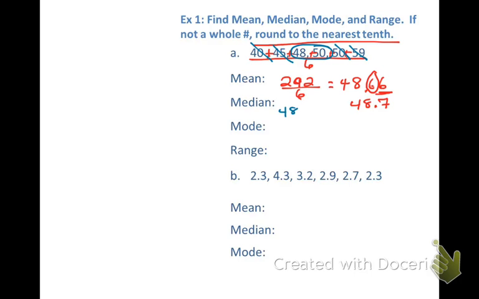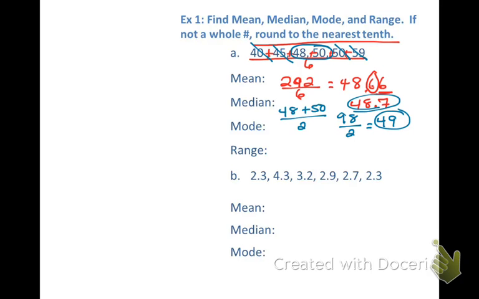So it's 48 plus 50 divided by 2. And 48 plus 50 is 98 divided by 2, which would be 49. There's your two answers.